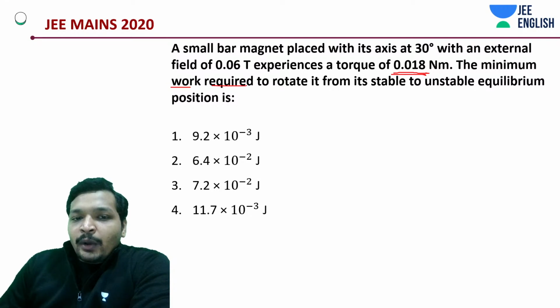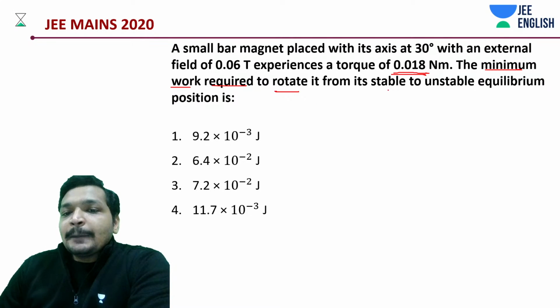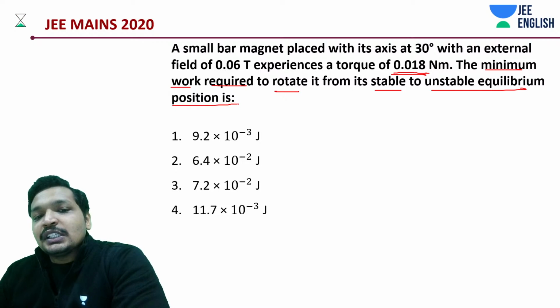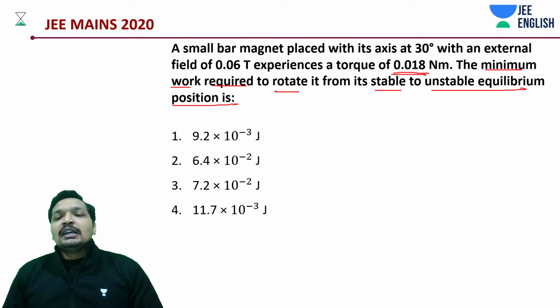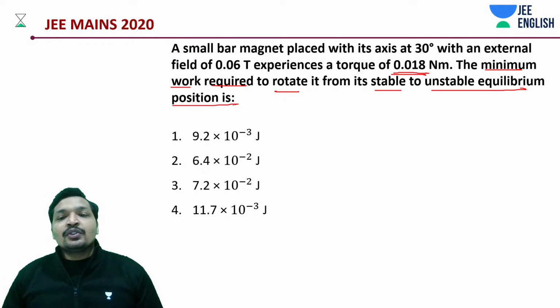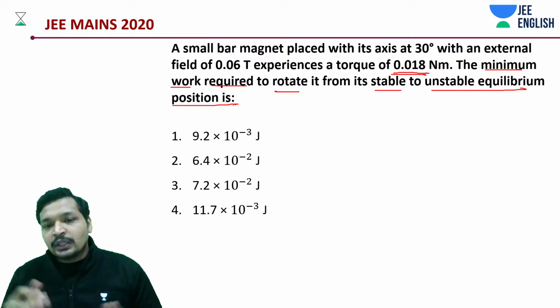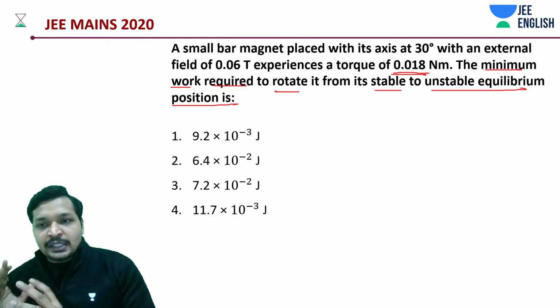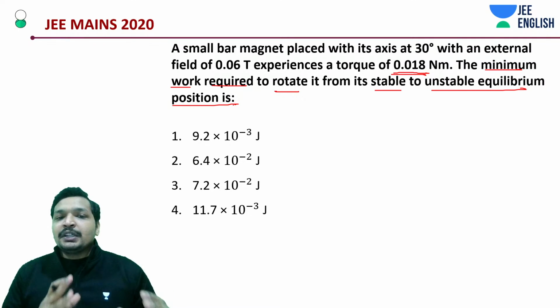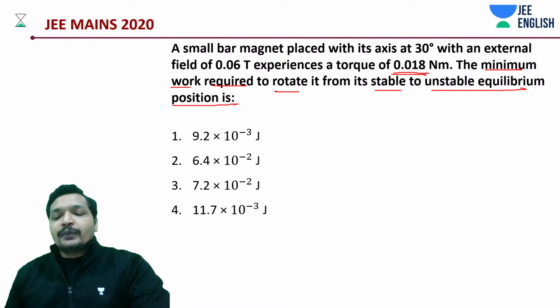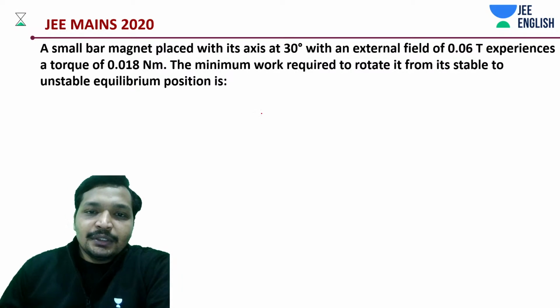The work required, or minimum work required, to rotate it from stable to unstable position is how much? Okay, so it's at a stable position, you need to rotate it to an unstable position. You will be doing the work. Okay, two different pieces of information. A question is asked based on some given information, and that information is going to give you some necessary thing. Let's understand how to solve this question.